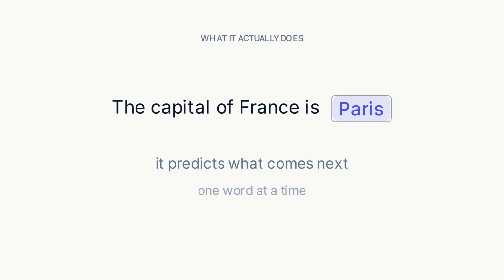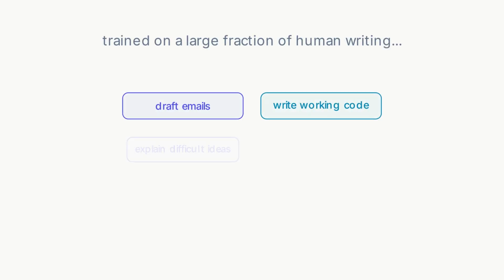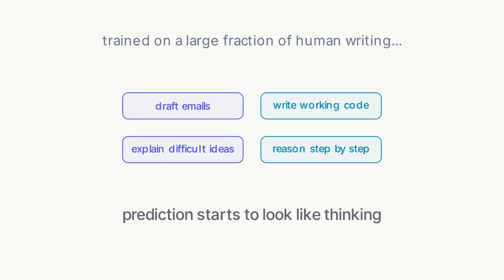You write the capital of France is, and it completes Paris. You write the first half of an email, and it suggests the second half. One word at a time, that's the entire trick. Now, that sounds far too simple to matter, but here's what surprised almost everyone in the field.